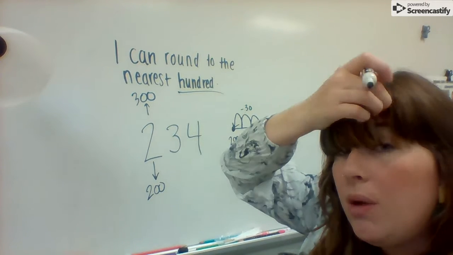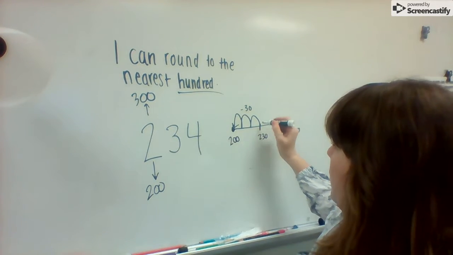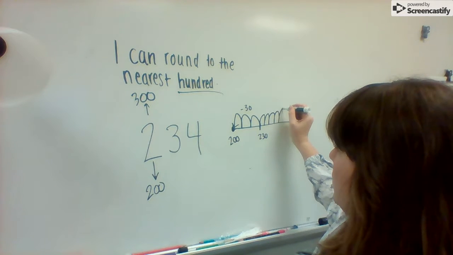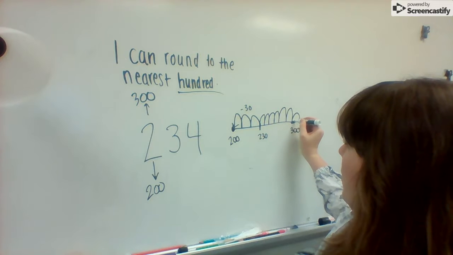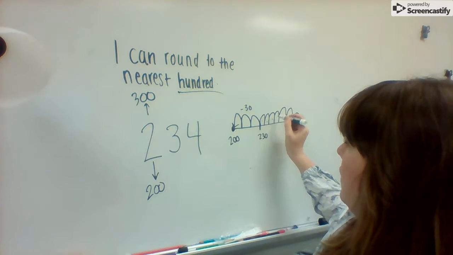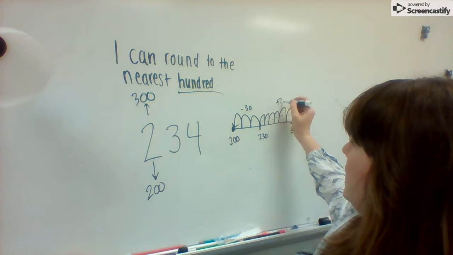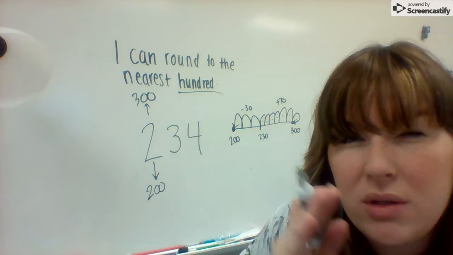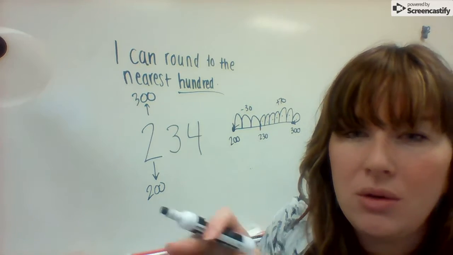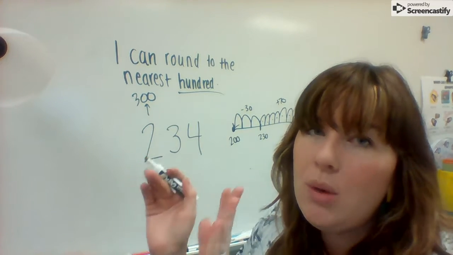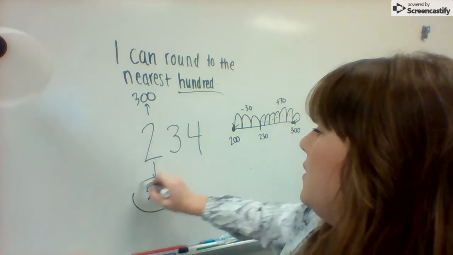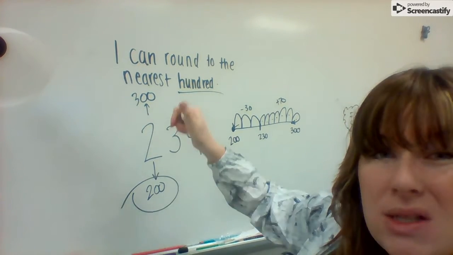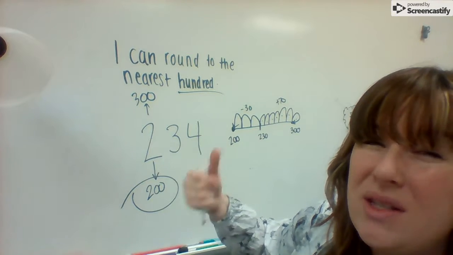If I'm counting up to 300, I'm going to count by tens. 230, 240, 250, 260, 270, 280, 290, 300. That's 10, 20, 30, 40, 50, 60, 70. That's up by 70. So I have to figure out, was it easier to go backwards by 30 numbers, or is it easier to go forwards by 70 numbers? And with 234, it was really easy to go backwards by 30 numbers because that 30 is a lot closer to rounding down than it is to rounding up.